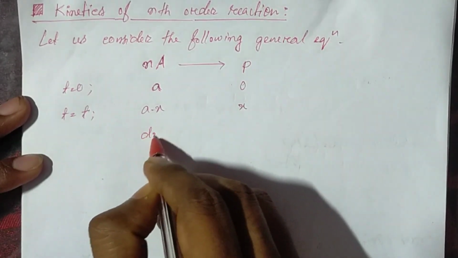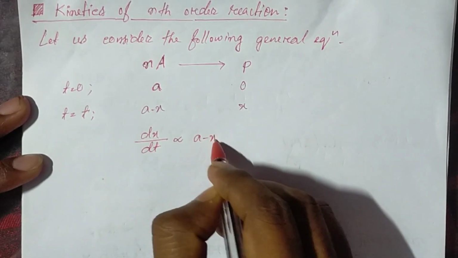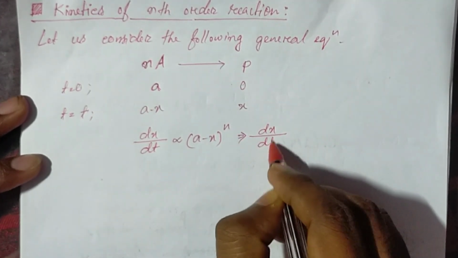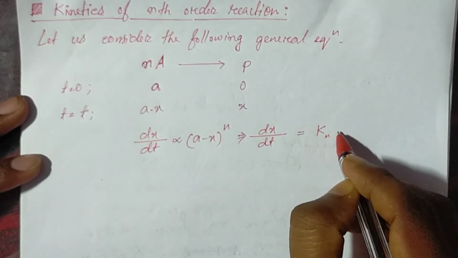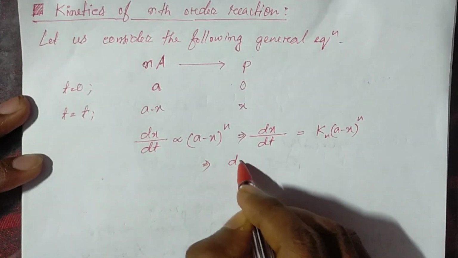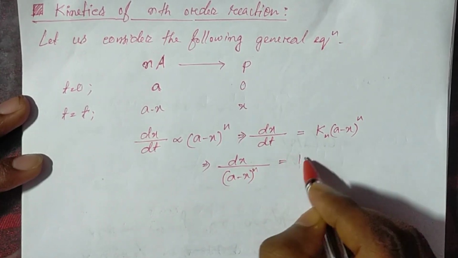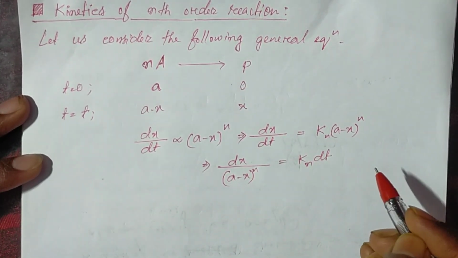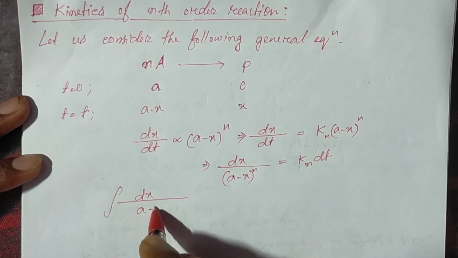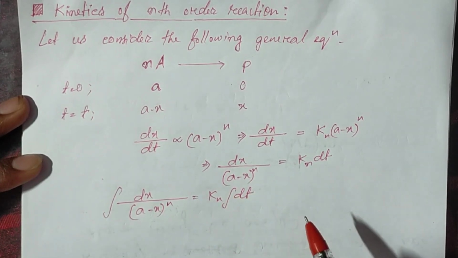So the rate dx by dt is directly proportional to (a minus x) whole to the power n, or we can write dx by dt is equal to kn (a minus x) whole to the power n. So we can write dx by (a minus x) whole to the power n is equal to kn dt. Now we are going to integrate this equation: integration of dx by (a minus x) whole to the power n is equal to kn integration dt.